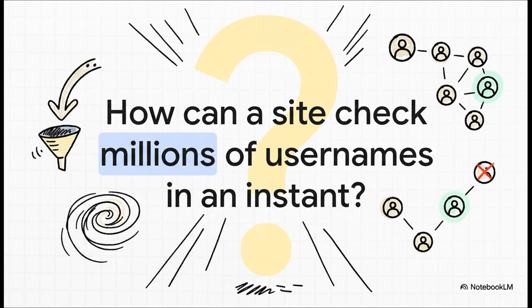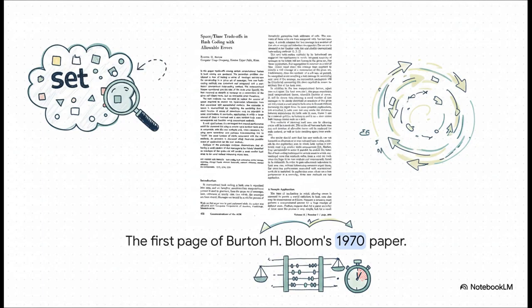Okay, so think about this. You're signing up for a news service. You type in a username you want. How in the world does it check against a database of millions, maybe billions of other names almost instantly? It doesn't feel like it's grinding through some massive list, right? It's just immediate.